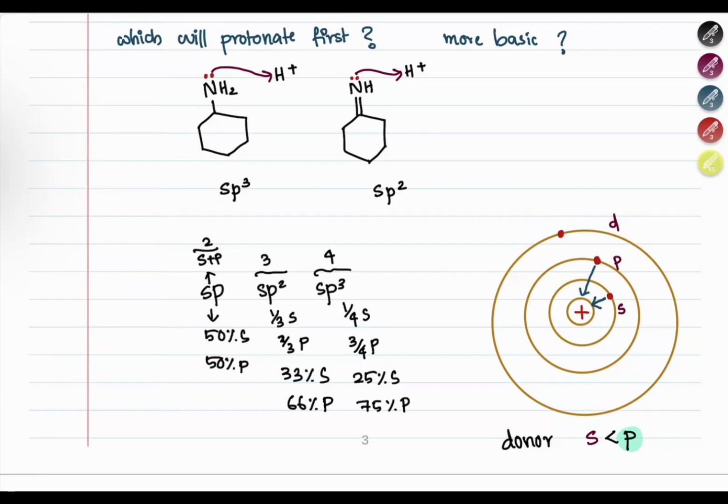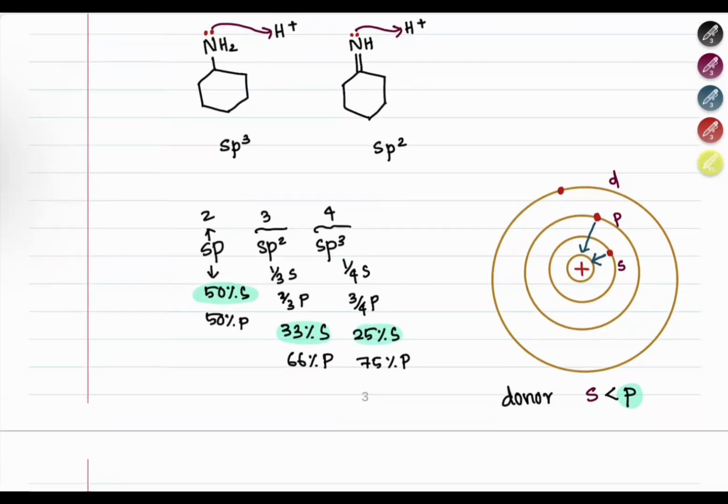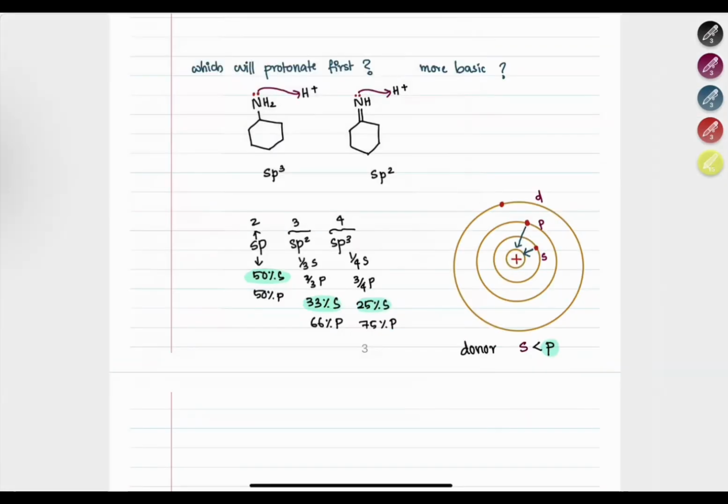Okay. So if you compare these sp, sp2 and sp3 orbitals, you can see in the sp hybridized orbital there is 50 percent s character. In sp2, there is 33 percent only. In sp3, there is only 25 percent s character. So here we have seen that s electrons have less donor ability compared to p electrons. P electrons will donate fast. That means that the higher the s character, the lower the donor ability.